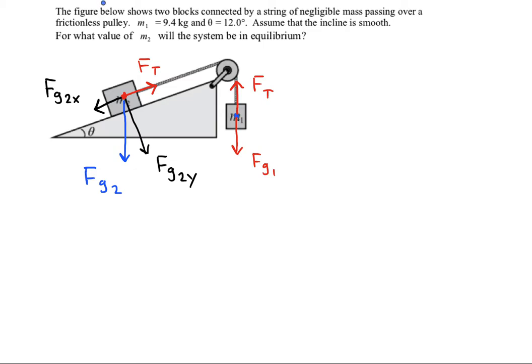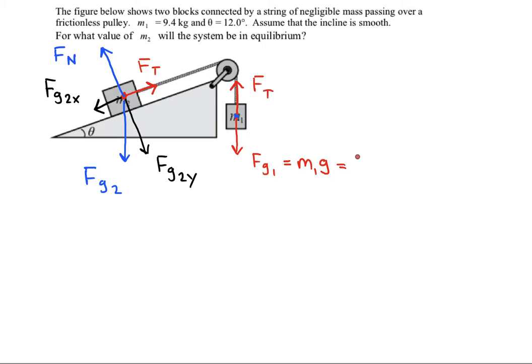The last force to draw is the normal force acting on M2, and that goes perpendicular to the ramp's surface. Now our diagram is complete. So where do we want to start with our mathematical analysis? Let's start with something we can calculate, Fg1. It'll be M1 times g.